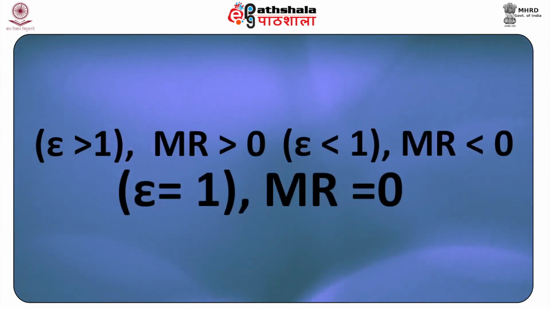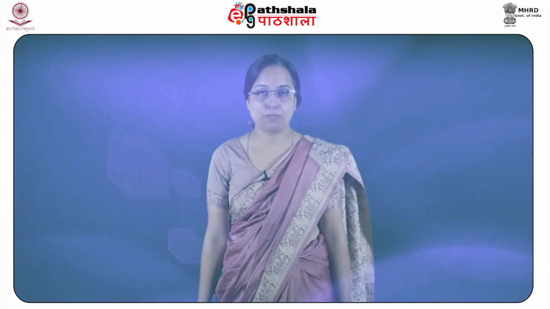When demand is elastic, that is epsilon is greater than 1, MR is greater than 0 because TR rises as Q rises and P falls. When demand is inelastic, epsilon is less than 1, marginal revenue is less than 0 because TR falls as Q rises and P falls. And when demand is unitary elastic, that is equal to 1, MR is 0 because total revenue does not change as Q rises and P falls.